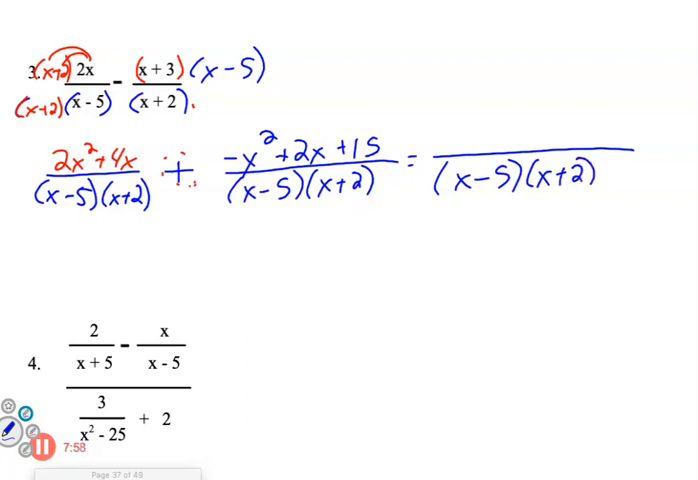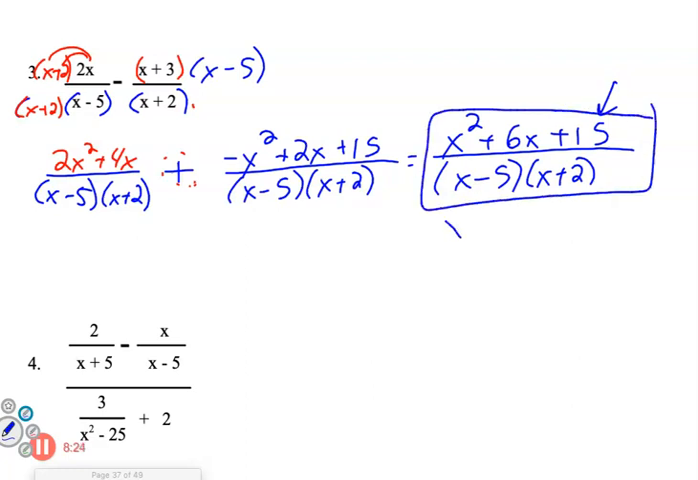And so now when we combine, 2x squared minus x squared is just positive 1x squared. 4 plus 2 would give me 6x. And then plus 15. Once I get to here, I would be checking in my head what can give me 15. I've got 5 and 3, 15 and 1, and neither of those are going to add up to 6. So that is basically my answer right there. And then our excluded values would be 5 and negative 2.